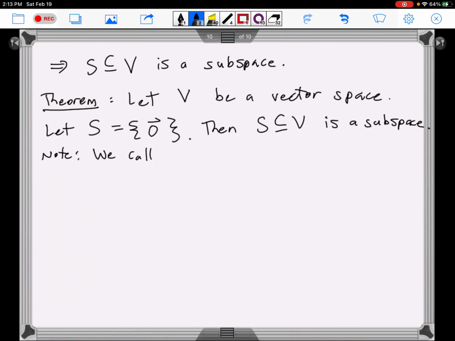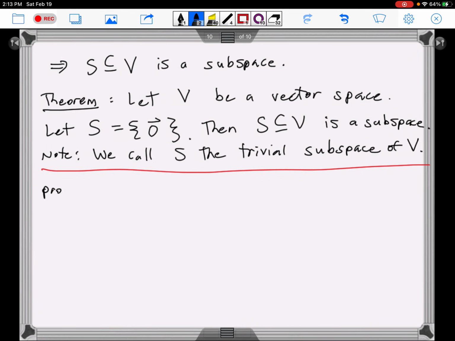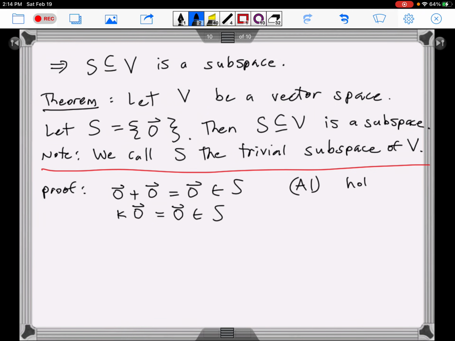Note, we call S the trivial subspace. Not a very interesting subspace, right? It just has the zero vector of V in it. Okay, so this is so simple that we're actually going to prove it. So what would the proof be? Well, if you're just the zero vector, all we have to do is check that axiom 1 and 2 are true for the zero vector. Well, what's the zero vector plus the zero vector? It's equal to the zero vector. And what's the constant times the zero vector? It's also equal to the zero vector, and both of those live in S. In other words, A1 holds and A2 holds. So we're done. Very easy proof.